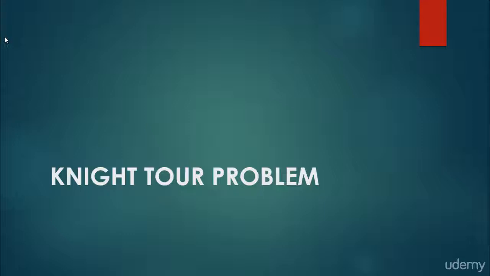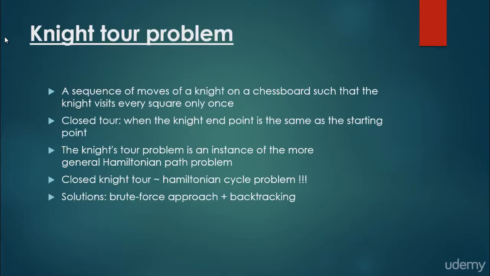Hi, in this video we are going to talk about a theoretical background for the knight's tour problem. So let's get started. What is a knight's tour problem? A sequence of moves of a knight on a chessboard such that the knight visits every square only once. So we have to visit every cell on a chessboard exactly once without revisiting any of the chessboard cells.